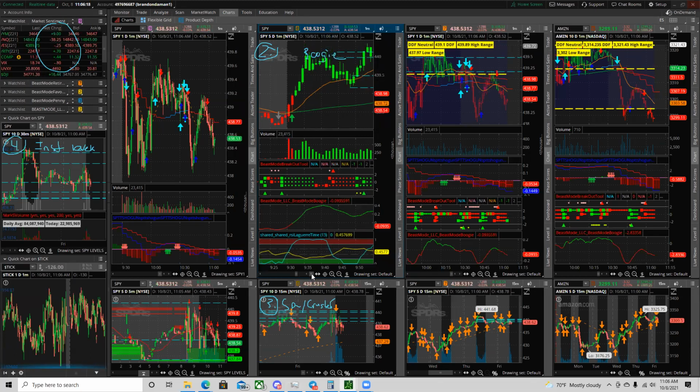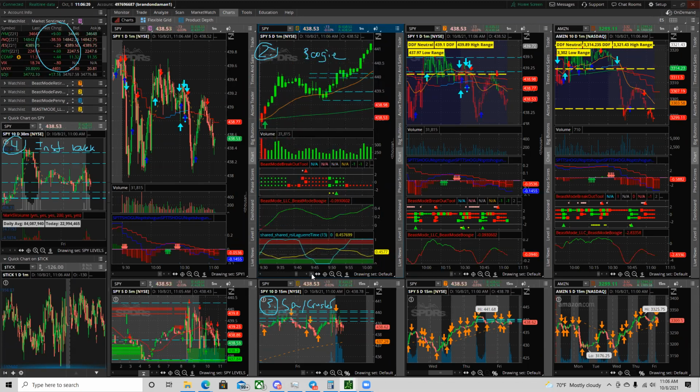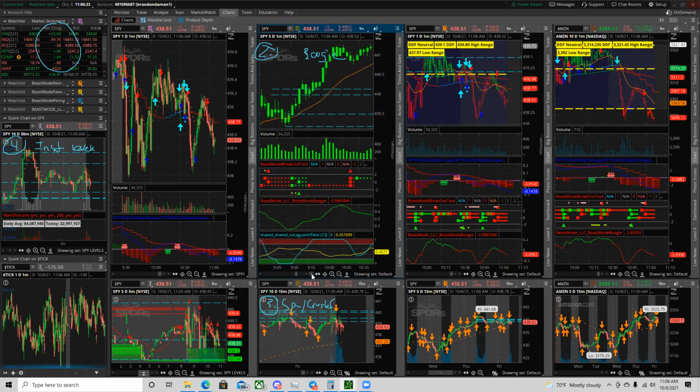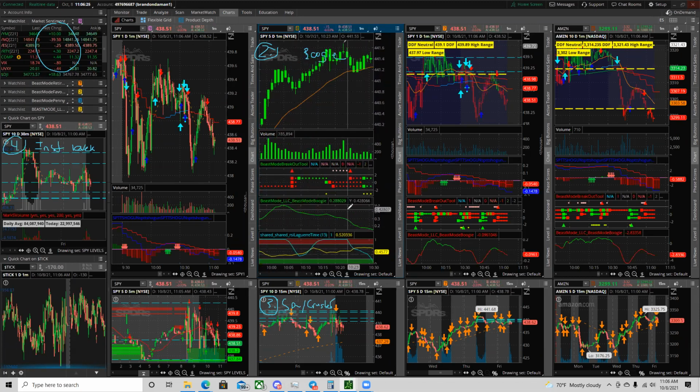Look what happens. We're still in it. Now we just got stopped out. Then the bugger takes off. Now we wait for the same exact setup again, right? We get underneath it right here. We get back above it. We take calls here. Here's our stop out.